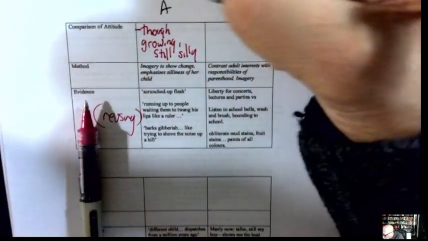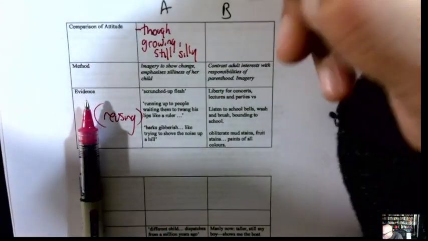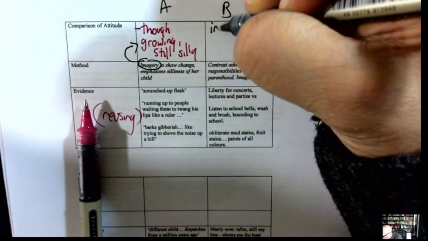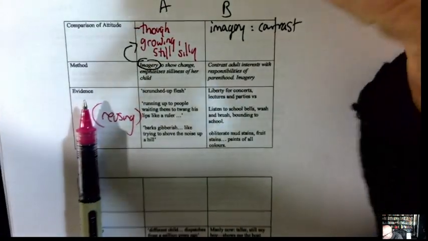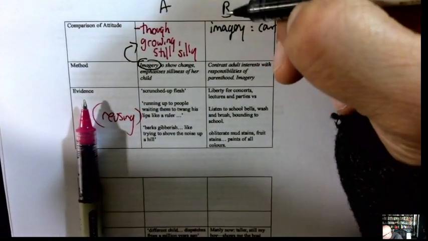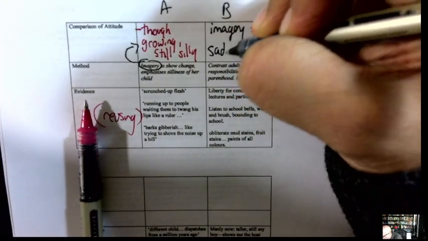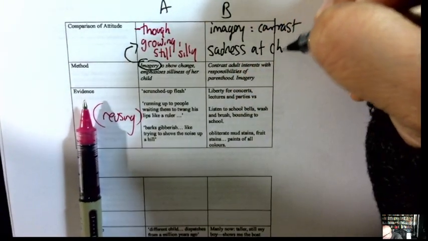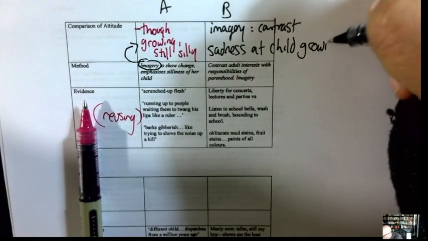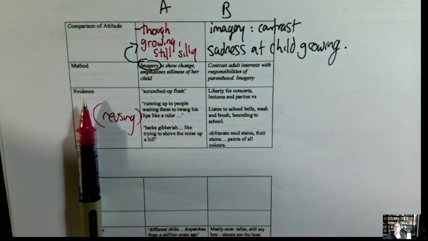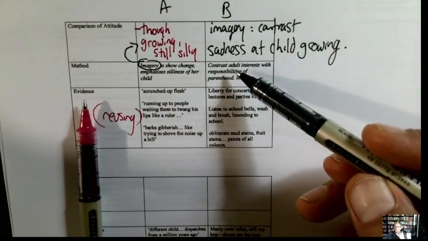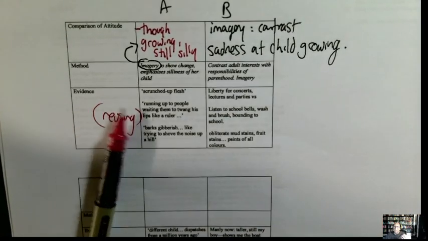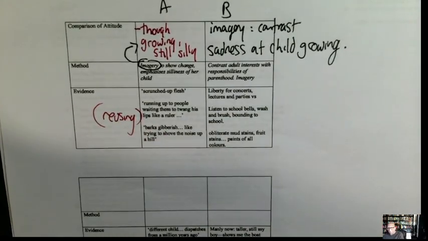Whereas in source B, this is done through imagery. Whereas in source B, the imagery and the contrast suggest sadness at child growing. You see, it's not that easy to do the topic sentence, but it's a lot easier if you have the evidence first. The evidence is key. I've overplayed the evidence to just give you an example of how to do this.